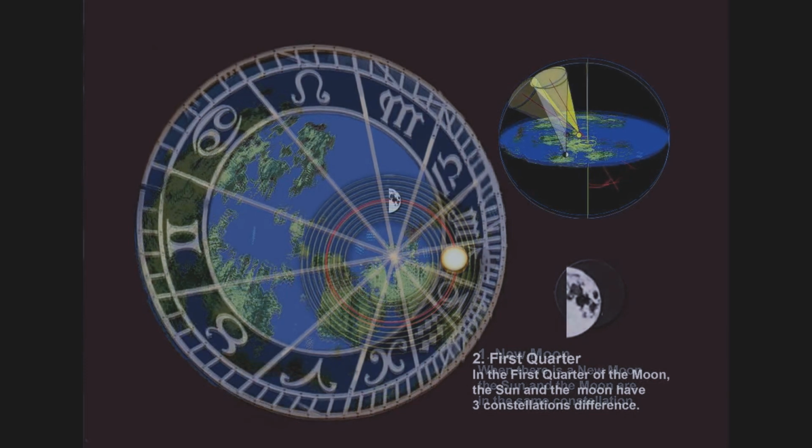First quarter. In the first quarter of the Moon, the Sun and the Moon have 3 constellations difference. As the angle of incidence is getting smaller, we have the first quarter of the Moon. In this case, the Sun's conical refraction hides the half of the Moon's refraction from left if we are northern, the Moon's path, or right if we are southern, when the axis Y of the axis of phases is vertical to the horizon.